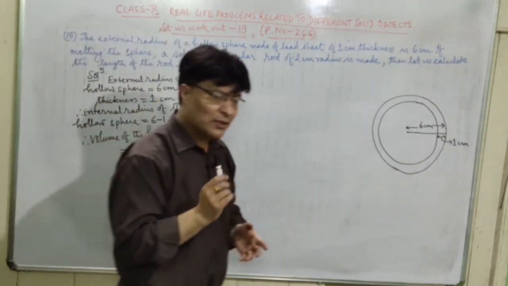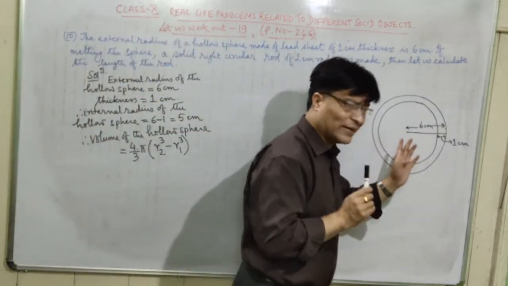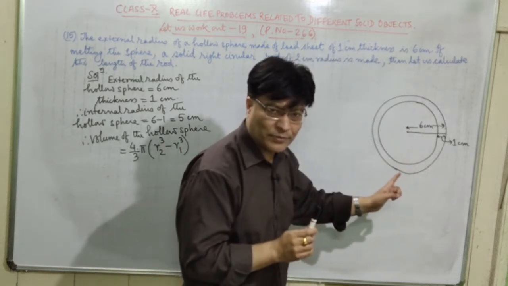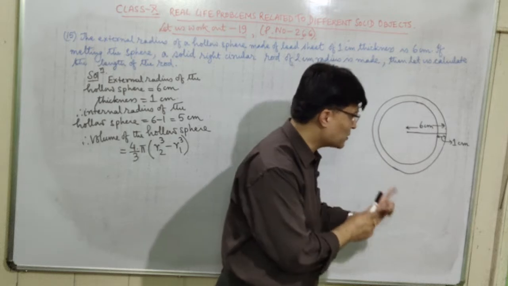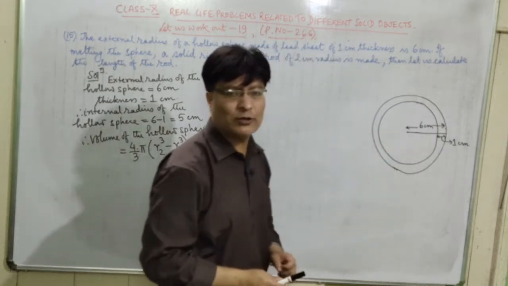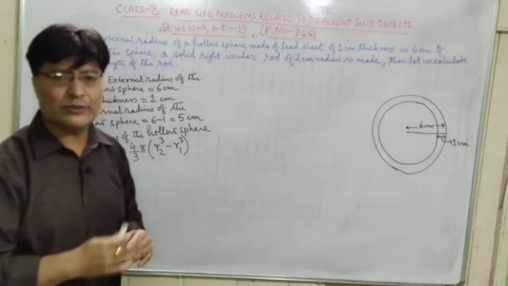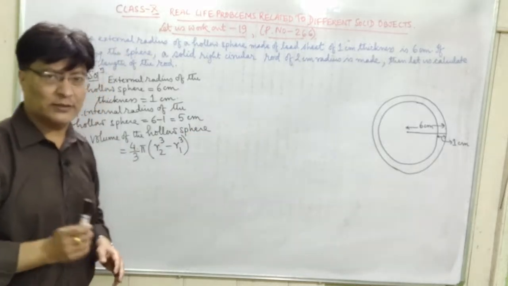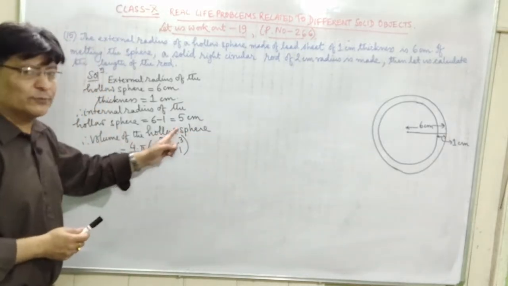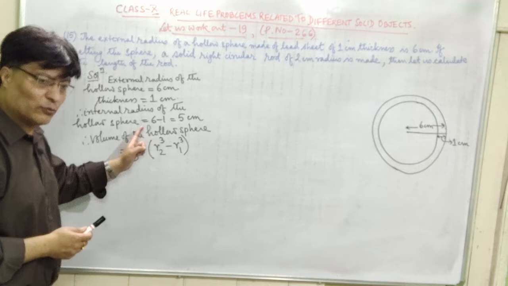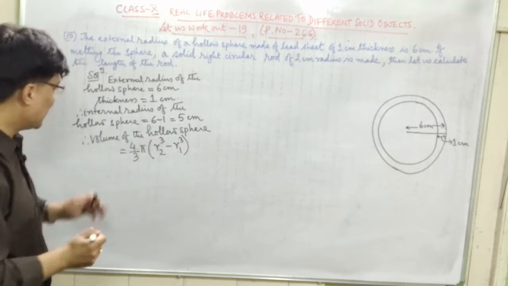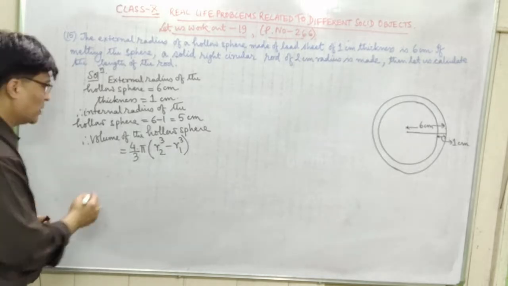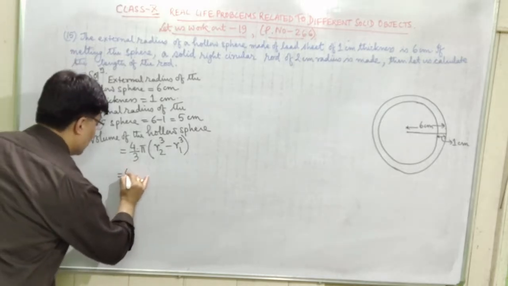That is the internal volume of the sphere should be subtracted from the external volume of the sphere in order to get the volume of the hollow sphere. That is, volume of the hollow sphere is equal to 4/3 pi within bracket R2 cube minus R1 cube. That will give you the volume of the hollow sphere. Okay? So it is equal to 4/3 pi, keep it as it is.